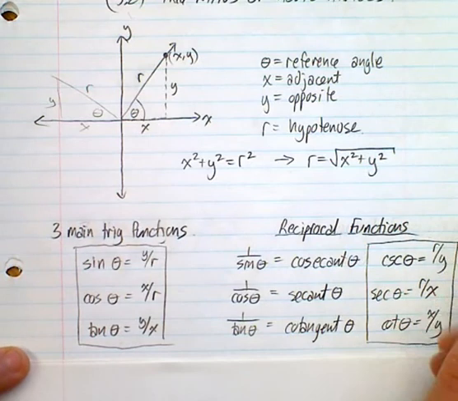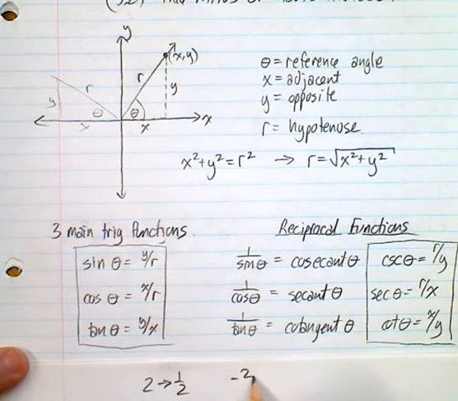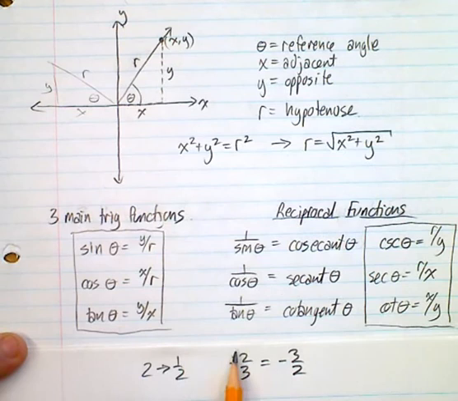Now, hopefully you understand what a reciprocal is. A reciprocal is simply a number flipped. So the reciprocal of 2 is 1/2. The reciprocal of negative 2/3 is negative 3/2. Notice that the sign doesn't change when you deal with reciprocals. It's only the numbers that flip.